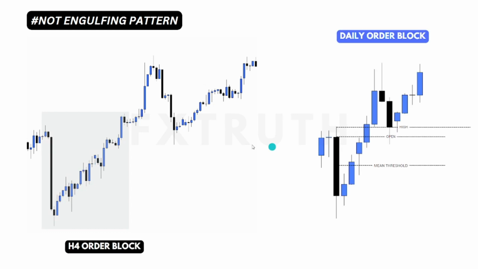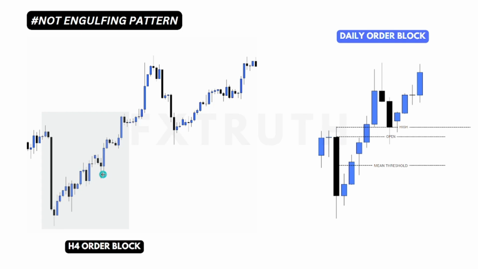Now looking at this particular slide, we can see to the left this particular piece of price action is a 4 hours time frame, and to the right is a daily time frame perspective. And on the daily time frame, we can see that the order block is spelled out completely. We can see the high, the open and the mean threshold right there.